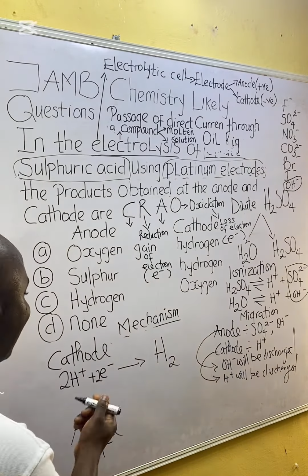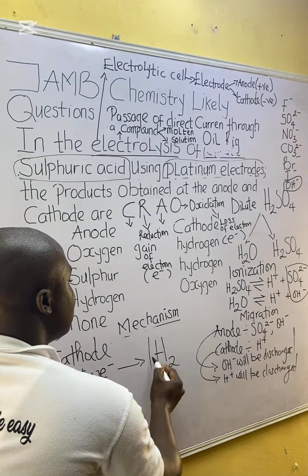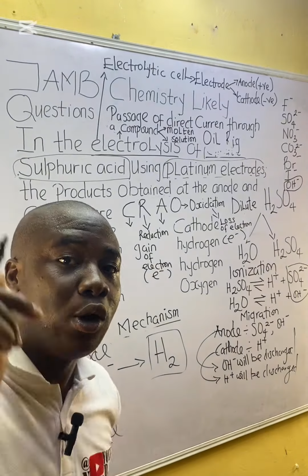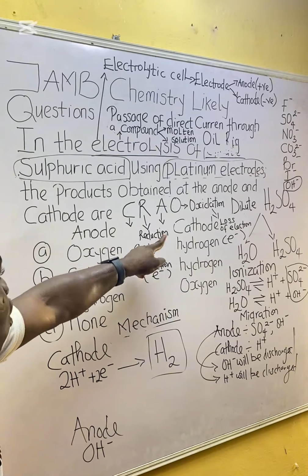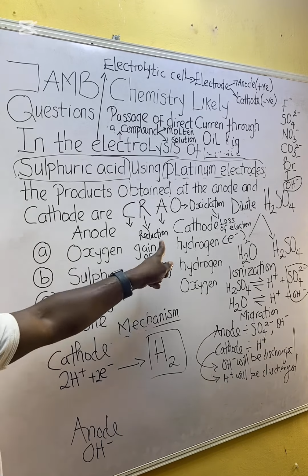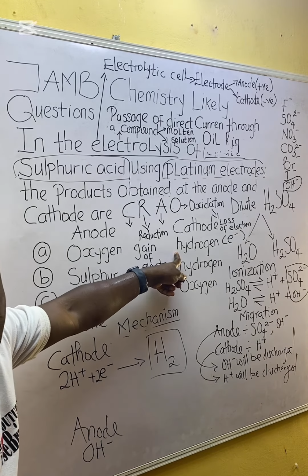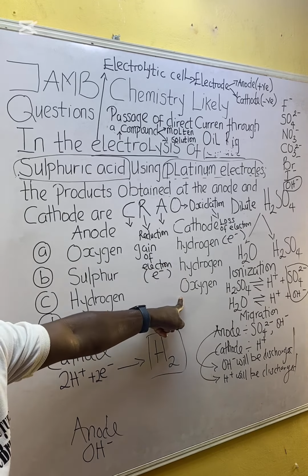So you can see at the end, in the cathode, what was the product gotten? Hydrogen gas. So for option A, if you observe option A, for the cathode, you can see hydrogen. Do you understand? It can be oxygen. So let's check out for the anode, what will be at the anode.